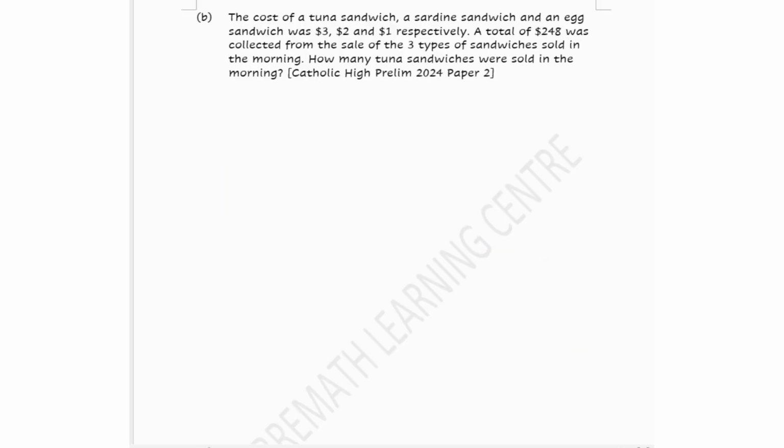And now for part B, we are given the cost of each type of sandwich and a total value of $248. So let's apply sets ratio to this part. First, let's write down the ratio of the 3 types of sandwiches sold. Tuna is to sardine is to egg sandwiches. We can get this ratio from part A. Tuna is 9 units, sardine is 14 units, and egg sandwiches are 7 units.